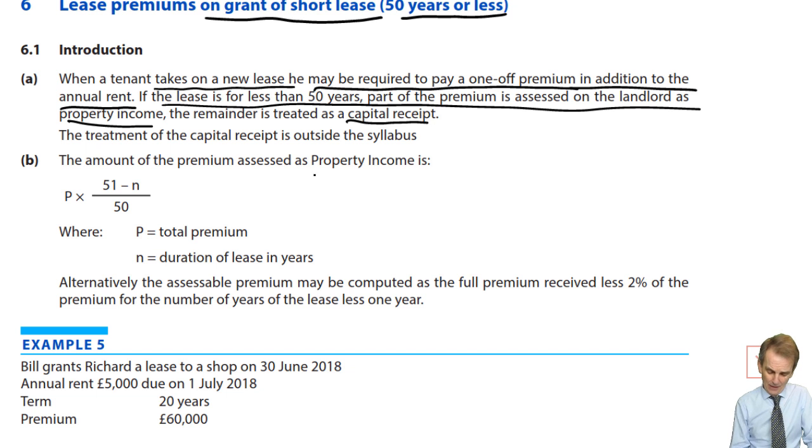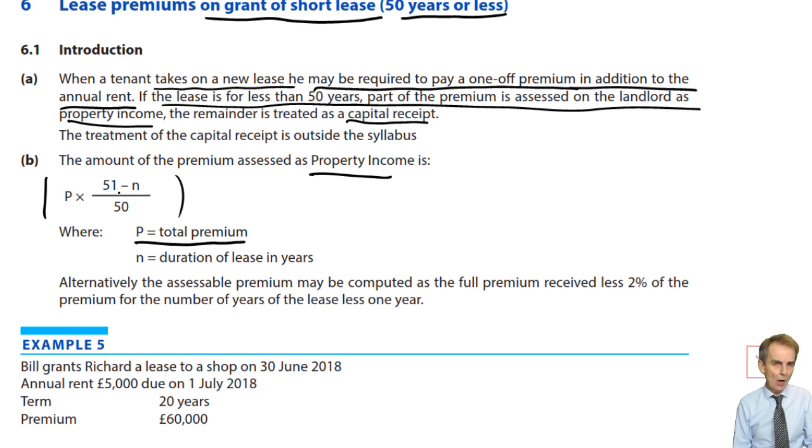And here we go, the amount treated as income is down to this little formula here. P is the total premium. They'll tell you what the total premium received was and the date, which will be the beginning of the lease period, that it was received. And we then multiply out by, now there's a bit you're going to have to learn.